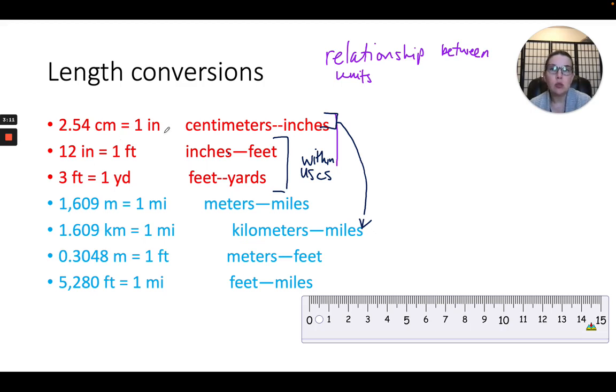2.54 centimeters is 1 inch. 12 inches is 1 foot. 3 feet is 1 yard. 1,609 meters is 1 mile. Notice I wrote out the whole measurement over here because sometimes people get confused between M and MI. So M is meter, MI is miles. Here's the conversion: 1.609 kilometers to 1 mile, 0.3048 meters to 1 foot, and 5,280 feet to 1 mile.